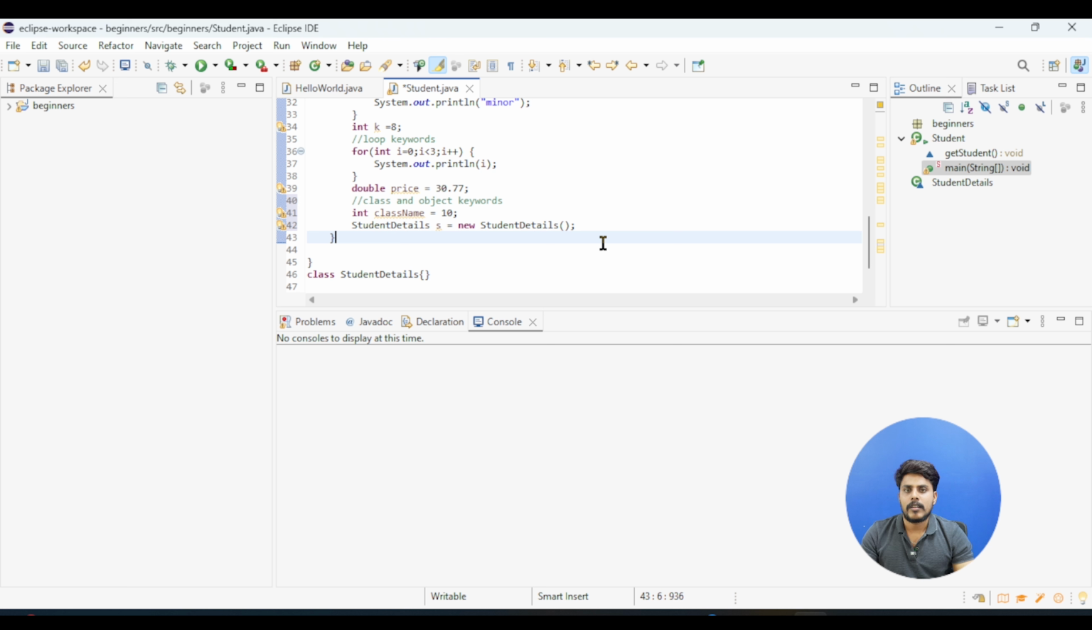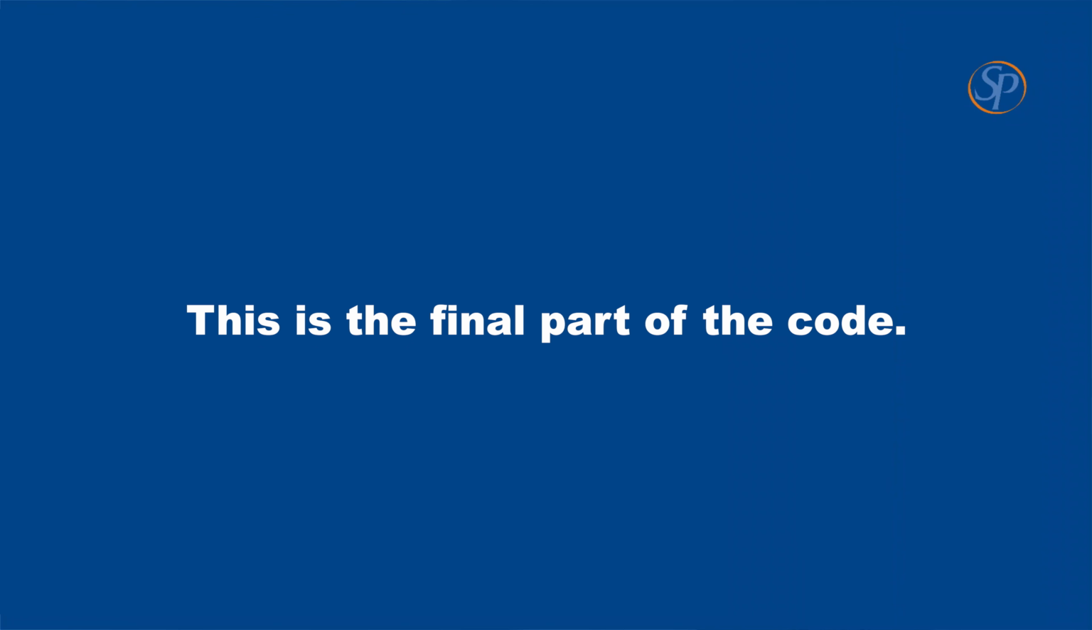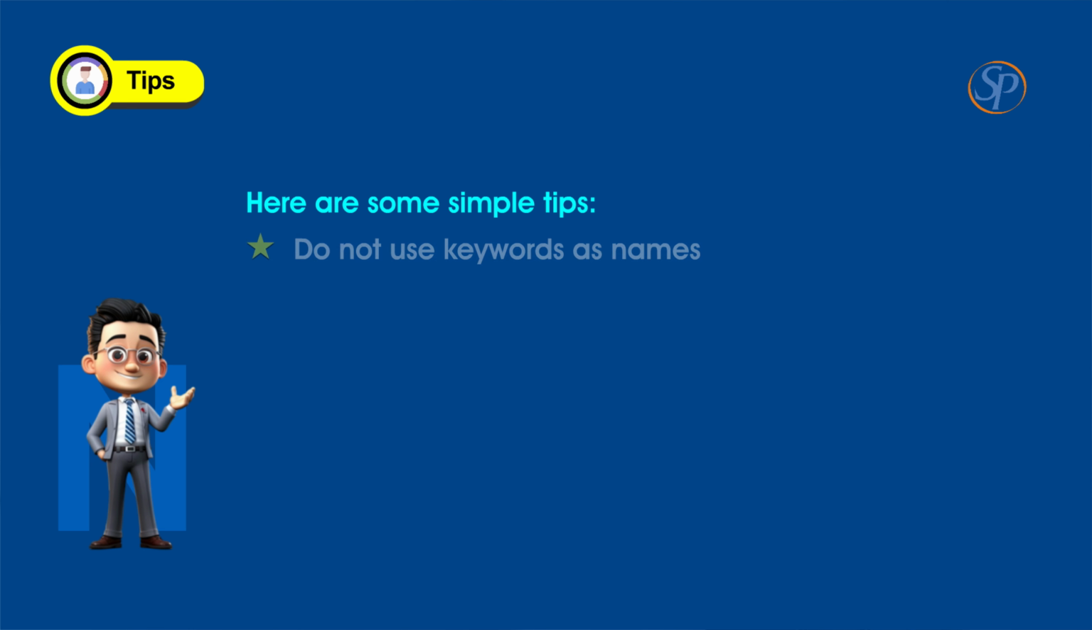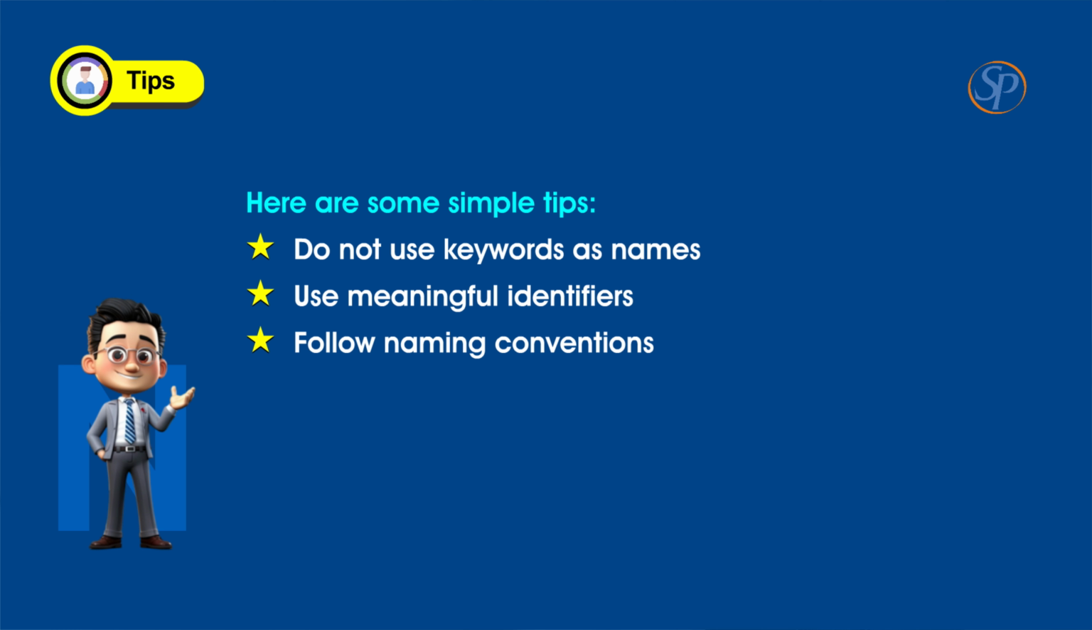These are the core Java keywords. So they cannot be used as identifiers. Now remember this important rule. Reserved words cannot be used as identifiers. So this is the end of the code part. Here are some simple tips. Do not use keywords as names. Use meaningful identifiers. Follow naming conventions. If you get any error, check if you used a reserved word.